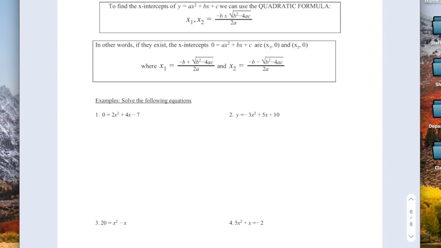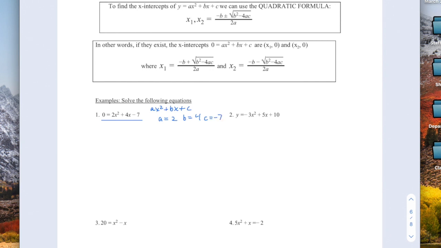So when I see, for example, a question like number 1, I can clearly see that it's not asking me to graph, it's not asking me for x-intercepts, but the setup of the formula is the same. So it's asking me for what the x values are when y is 0. So all I have to do is recognize that in the form ax squared plus bx plus c, in this case a is 2, b is 4, and c is -7.